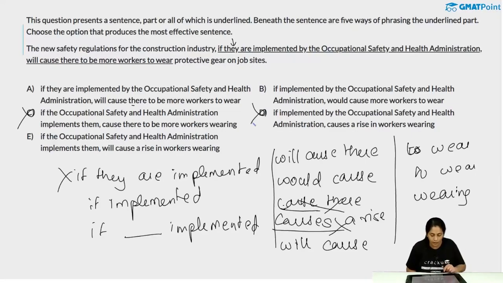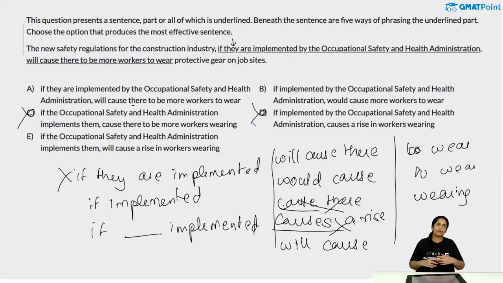Now again, you have will cause and would cause. If this is implemented, you would say that... again, let us also take a look at will cause or would cause. Let us wait for now. Should it be to wear or wearing? Will cause a rise in workers wearing.